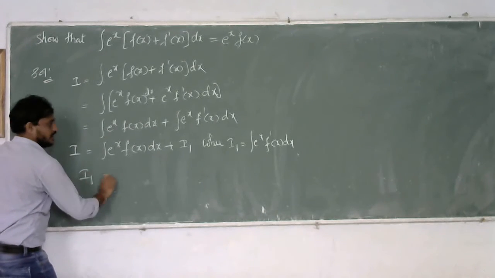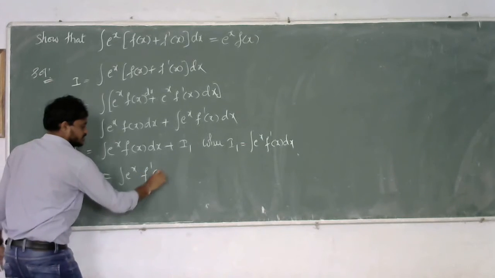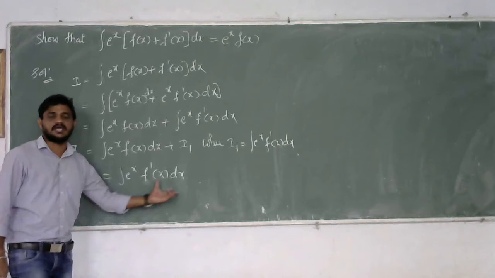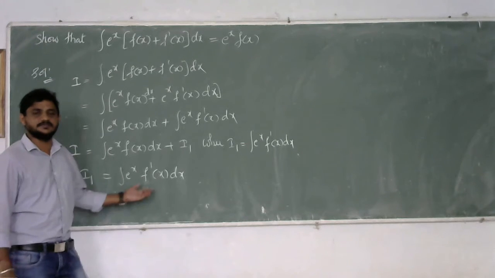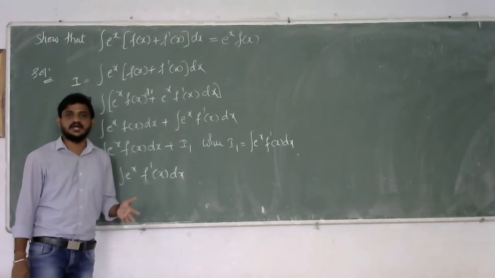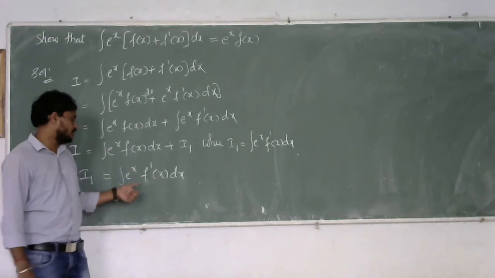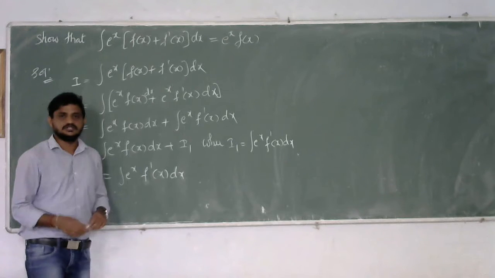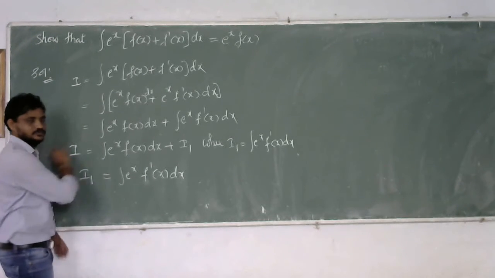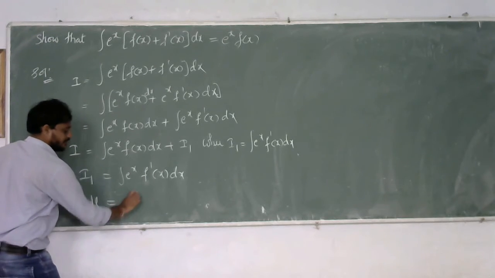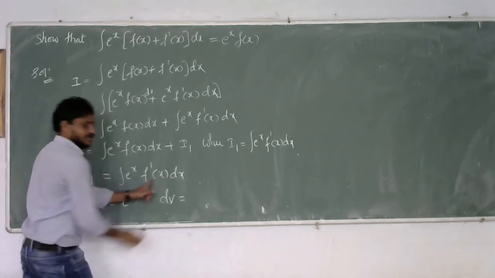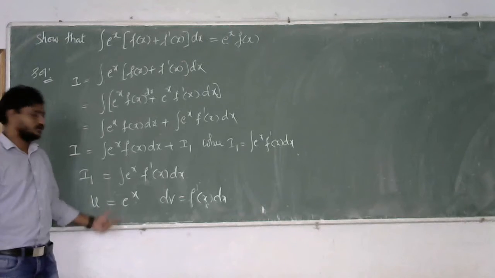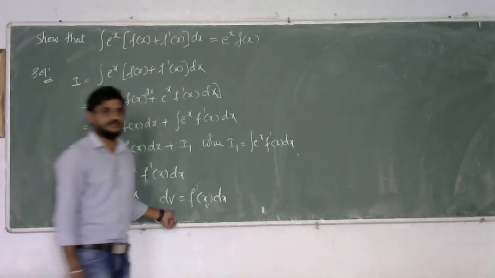So what is I1 here? I1 is equal to integral e power of x into f dash of x into dx. To solve this integral, we have to use the integration by parts method. In integration by parts, first we have to consider one term as u and another term as dv. Here we have e power of x, and f dash of x. We don't know the f of x value. So in this case, let u equal to e power of x. Then dv will be the remaining terms, that is f dash of x into dx. Then find the du value and v value.